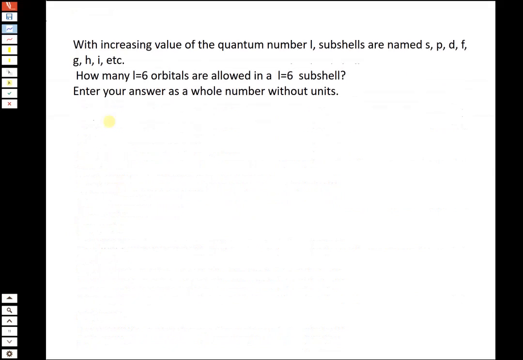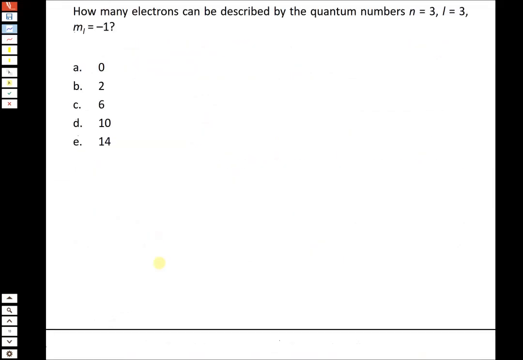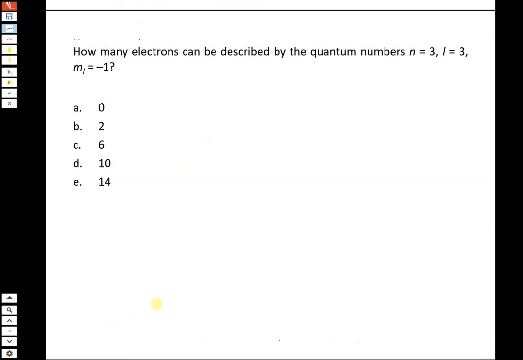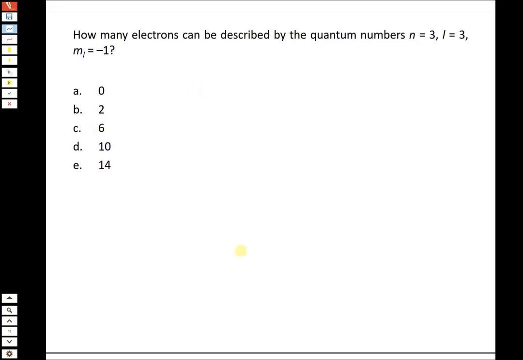Alright, the last couple of problems here deal with quantum numbers, which is the other major topic in this chapter that we covered in this assignment. It wants to know how many electrons can be described by the quantum numbers n, l, m sub l. So n equals 3, l equals 3, m sub l equals minus 1. Now normally if we give you a set of quantum numbers n, l, and m sub l together, so a set of 3 quantum numbers, those 3 numbers together define an orbital.